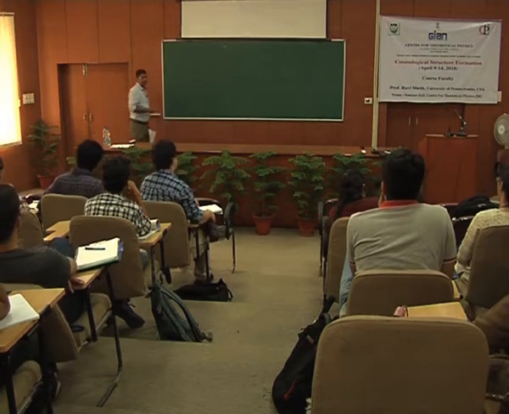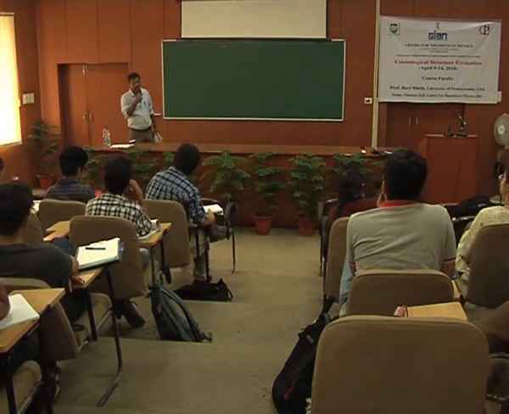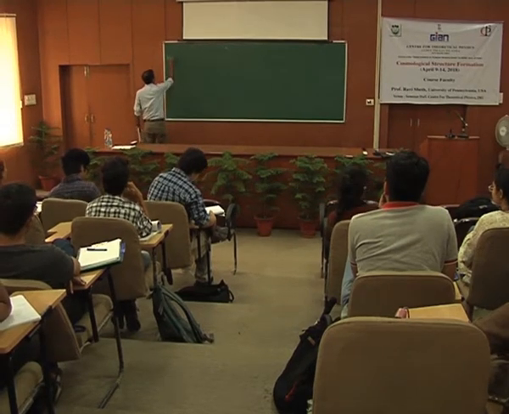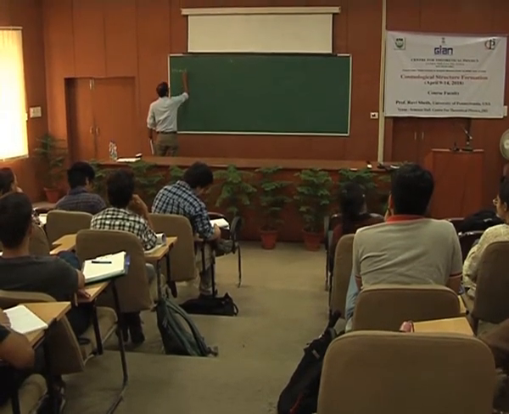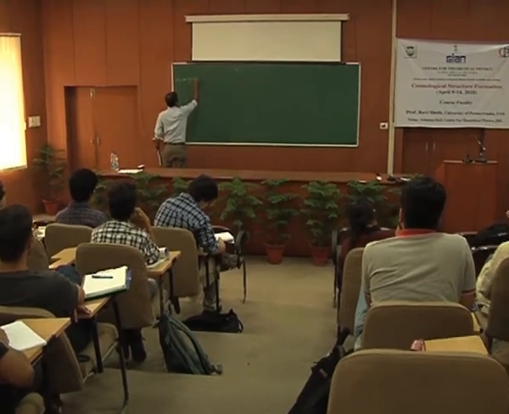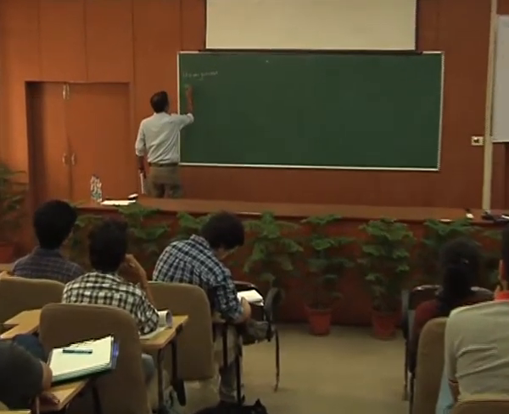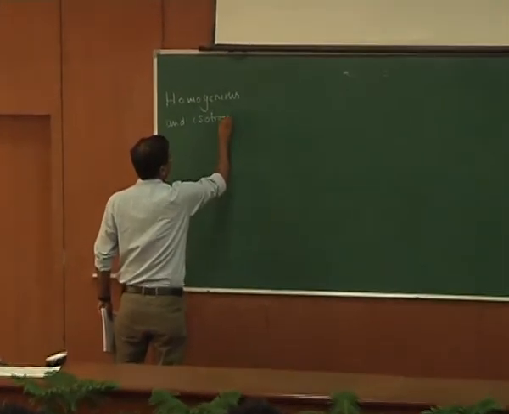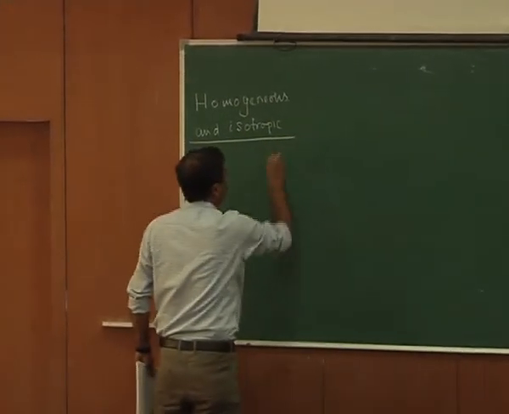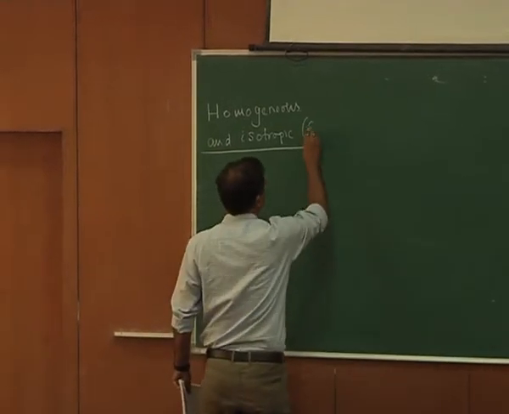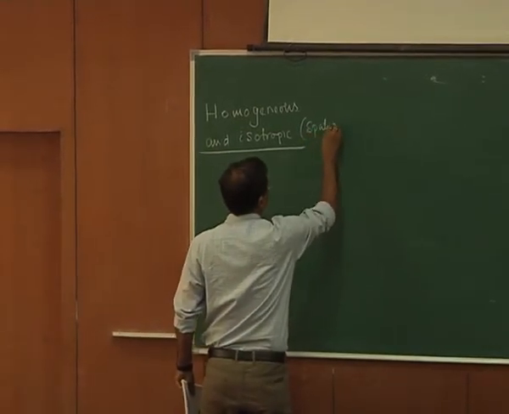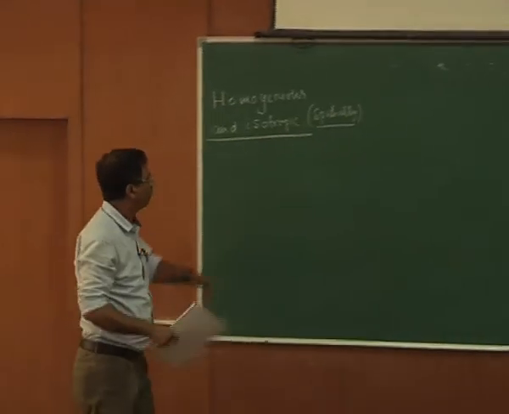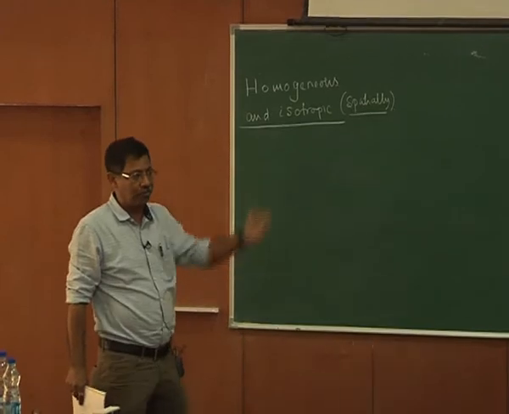discussed in his slides, when you study cosmology at the background level, we assume that the universe is spatially homogeneous and isotropic. One good observational evidence for isotropy is the CMB.